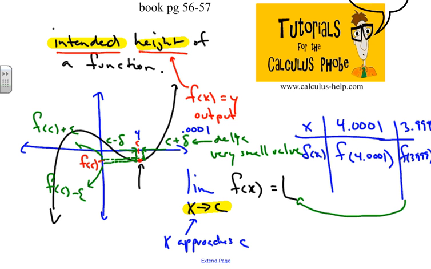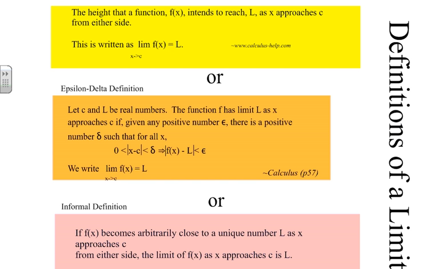So a limit is the intended height of a function that we approach from two different sides. Here are some different explanations. The height that a function f of x intends to reach, L, as x approaches c from either side. In a lot of books, they say let f, c, and L be real numbers. Function f has a limit L as x approaches c if, given any positive number epsilon, there's a positive number delta, such that for all x, the distance between them is between those two values. You can write it like so.